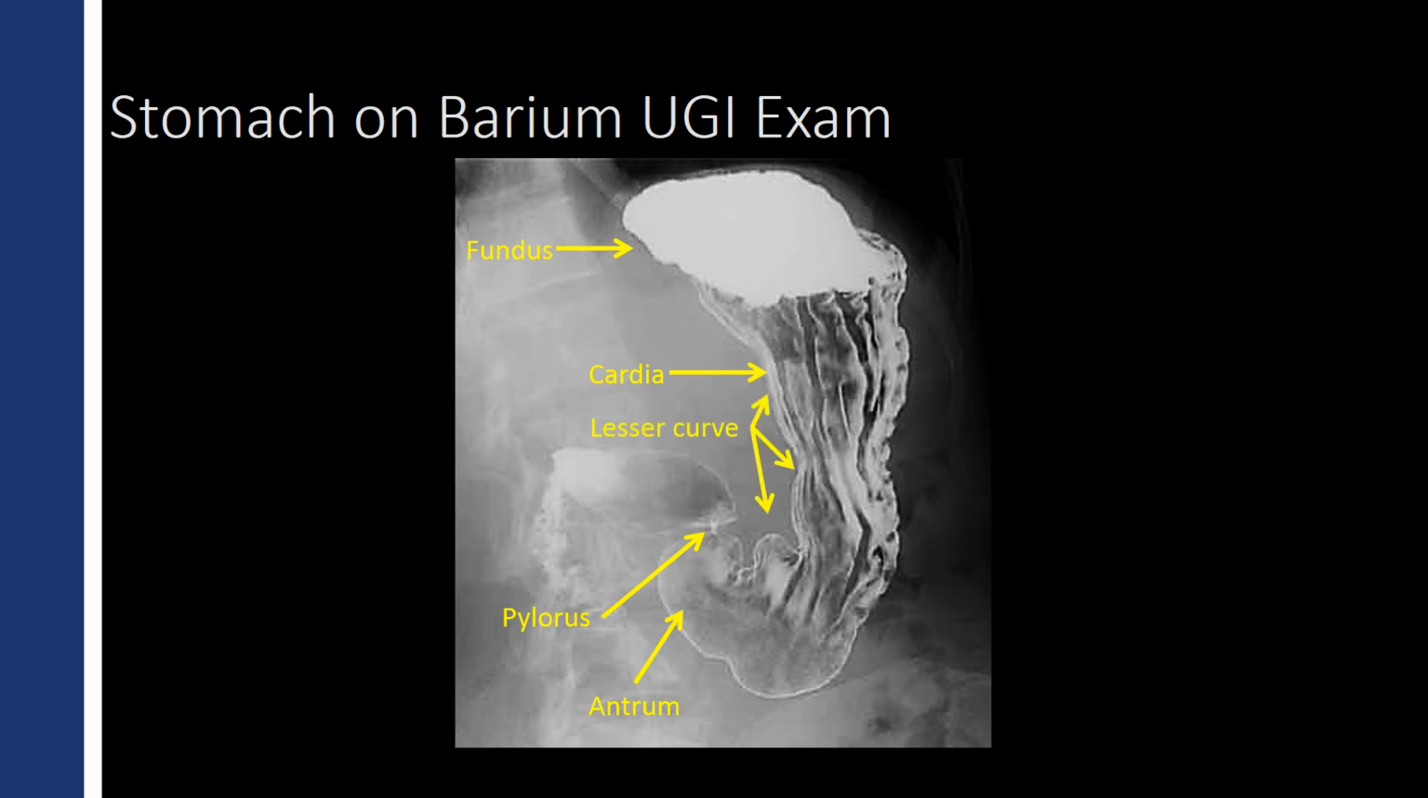Now, on the medial aspect of the stomach is what we call the lesser curve, and more laterally is the greater curve. And just think, if you were to draw a line along the lesser curve and draw another line along the greater curve, the lesser curve would be smaller than the greater curve, thus the name.